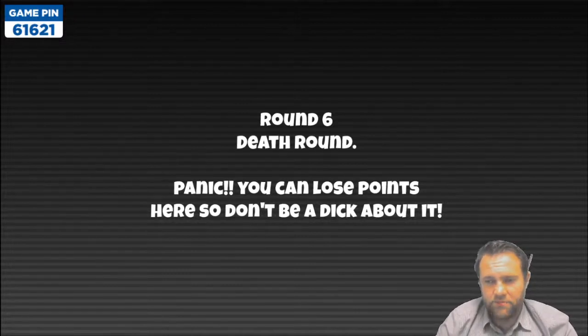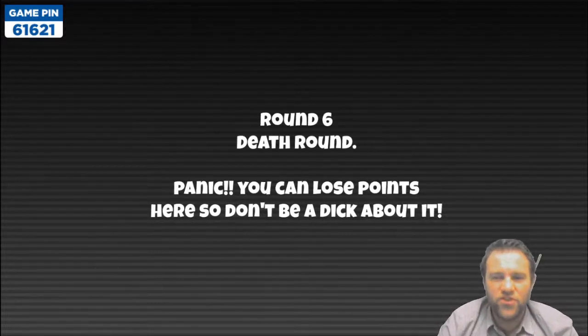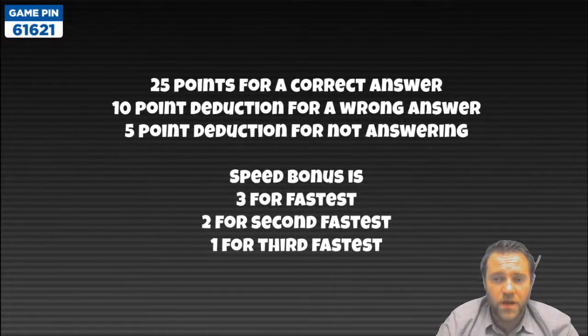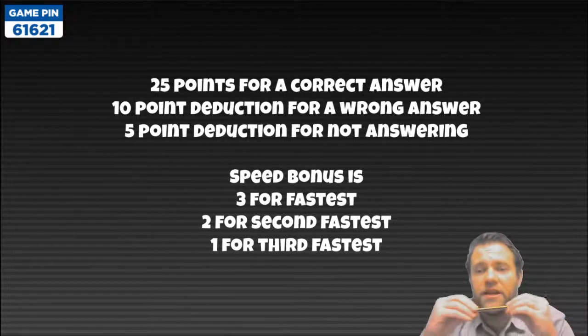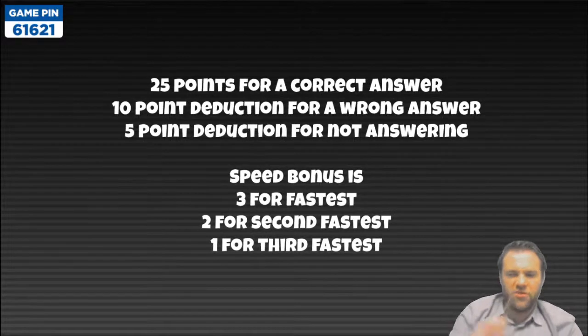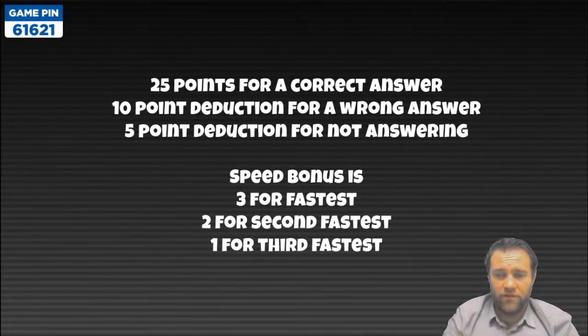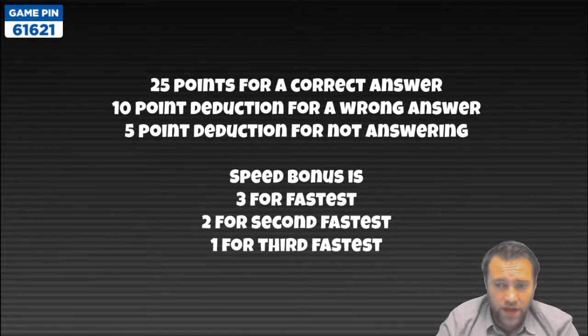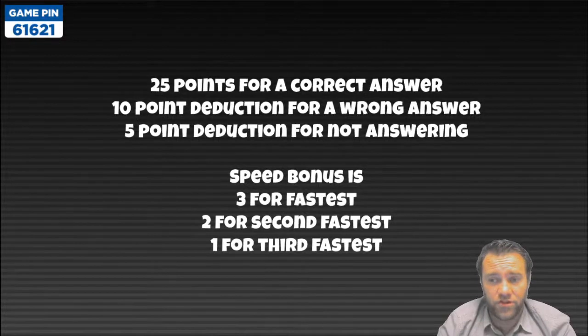Now, you need to listen to me very carefully because the point system for the round is different than the first 2 questions. So let me go over the general point system first, and then I'll tell you what's happening for the first 2 questions. That is if you don't already know. So it's 25 points for a correct answer in this round. There's a 10-point deduction for a wrong answer and a 5-point deduction for not answering. Your speed bonus is 3, 2, 1 as normal. Now don't forget your rule of 5 as well, just a quick reminder about that. Okay, so those are the points that you'll get for the questions after the first 2, okay?